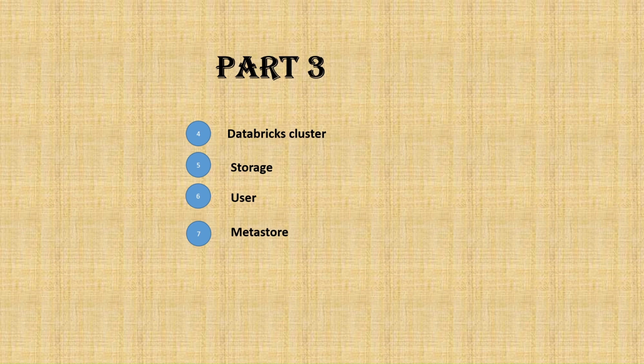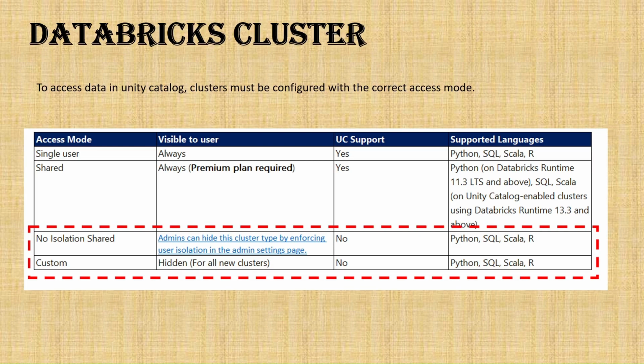In this session we'll talk about the Databricks cluster that is required to enable Unity Catalog. Then we'll create the storage and the user requirement. Then finally we'll create the metastore. I will cover a lot more points in between, but these are the major topics that we are going to cover in part 3. Databricks cluster.